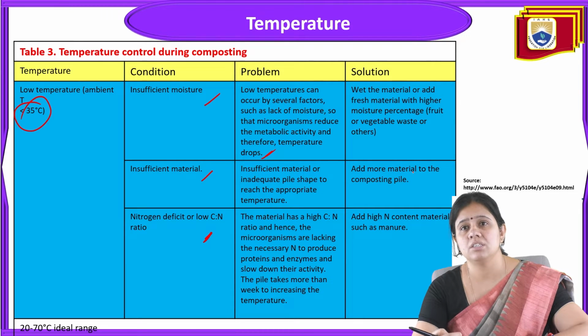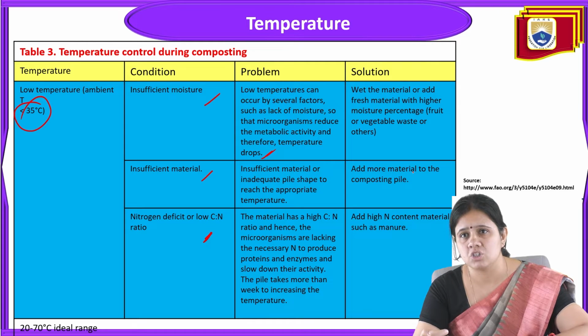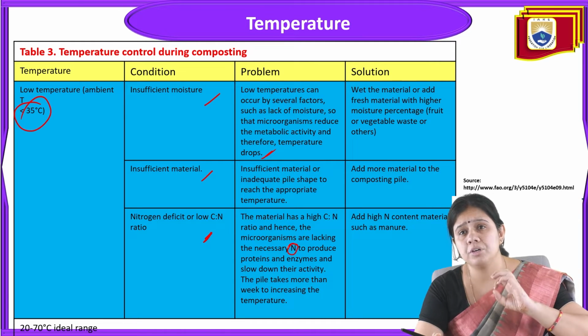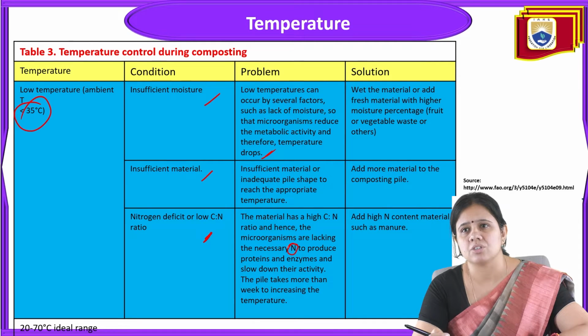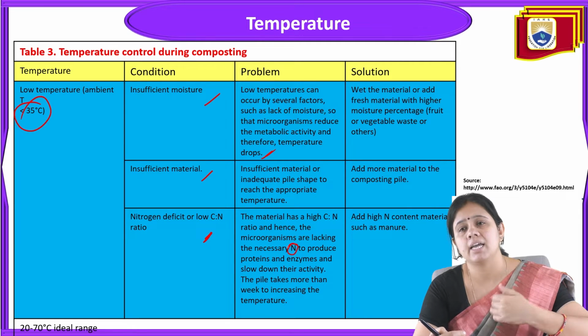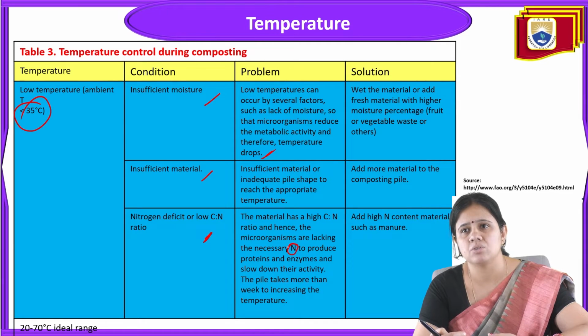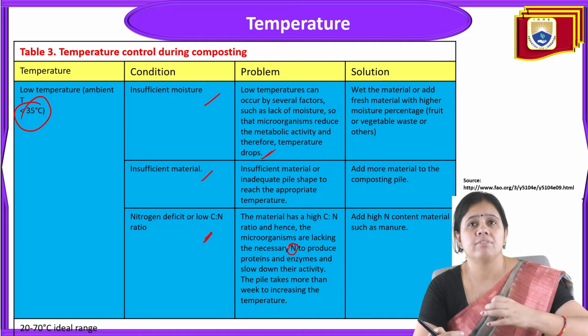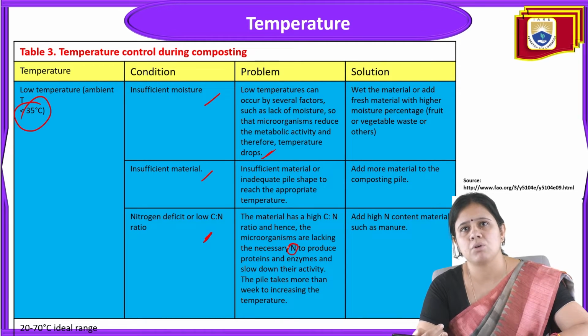Next point is nitrogen deficit or low CN ratio. The material has a very high CN ratio, and hence the microorganisms lack the necessary nitrogen to produce proteins and enzymes, and their activity slows down. The pile takes more than a week to increase in temperature. For this, the solution is to add some high nitrogen content material like manures. So temperature plays a very important role in the composting process.